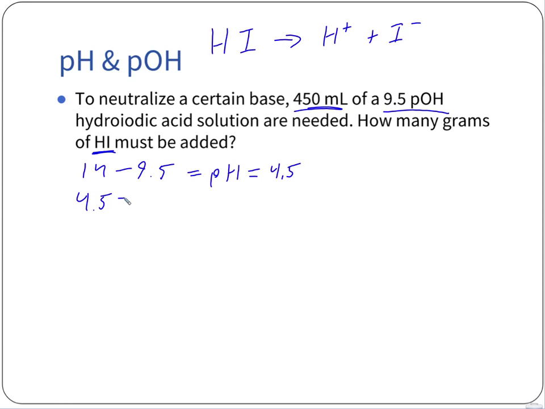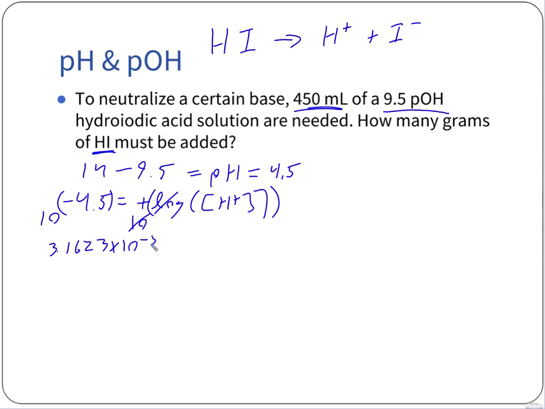So we know that 4.5 is equal to the negative log of our hydrogen ion concentration, H plus, right there. So because it's log base 10, we can undo the log by raising 10 to those powers here. Let's go ahead and move the signs first, but then we'll just take 10 to that power. That's going to cancel that off right there. 10 to the negative 4.5. Let's see, what's that going to end up being here? That ends up being 3.1623 times 10 to the negative fifth molar. That's going to be our hydrogen ion concentration.